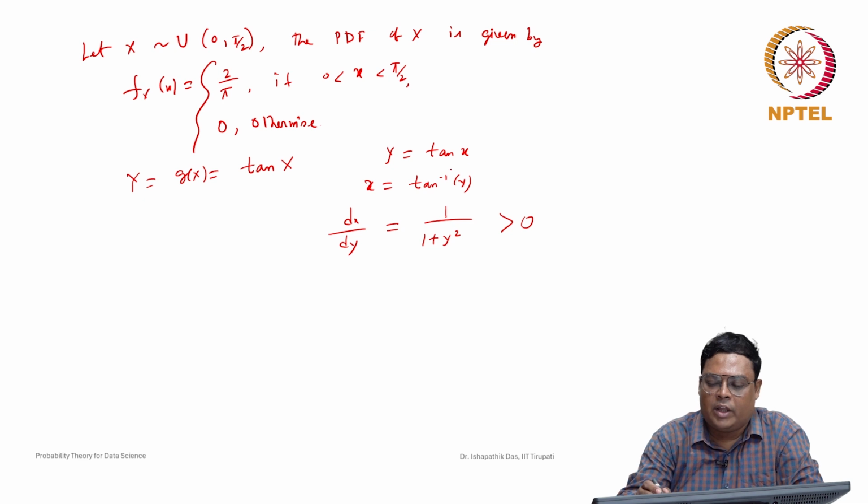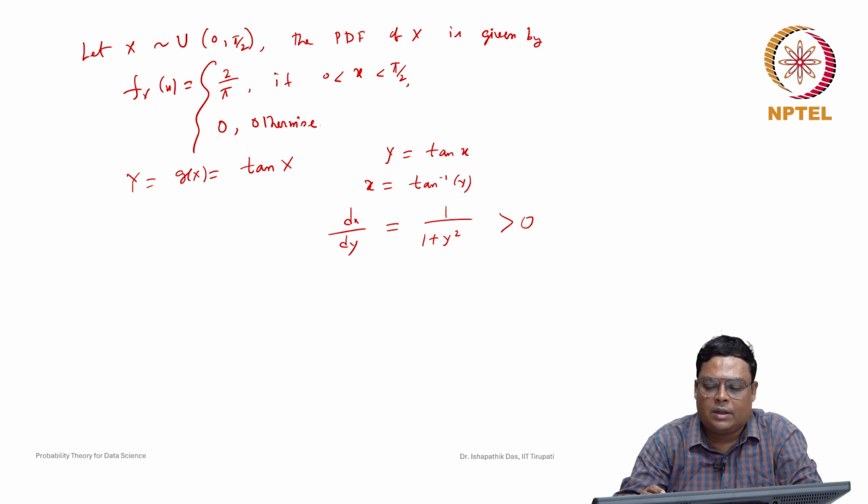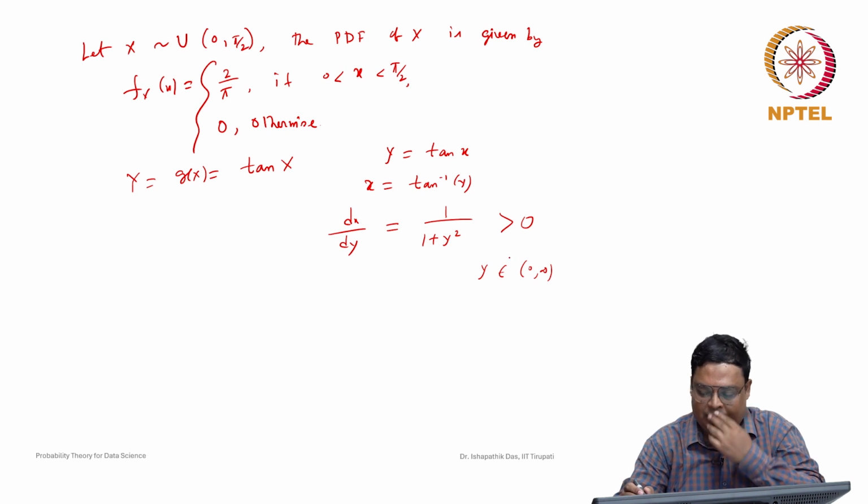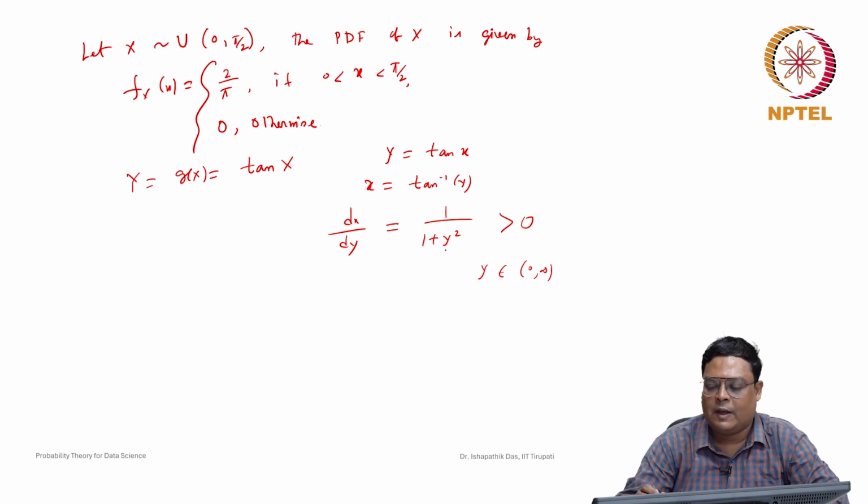Note that the minimum value of x is 0, so y is 0, and the maximum value of x is pi by 2. Whenever x goes to pi by 2, y goes to infinity, so y is actually between 0 and infinity. For y less than 0, the density does not exist. For y belonging to 0 to infinity, this is always greater than 0.